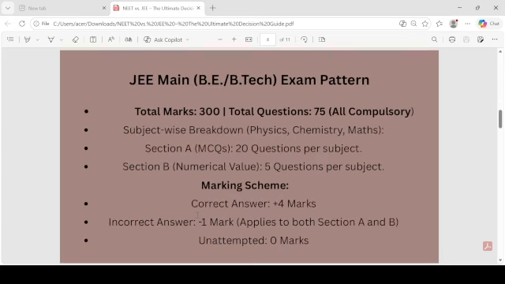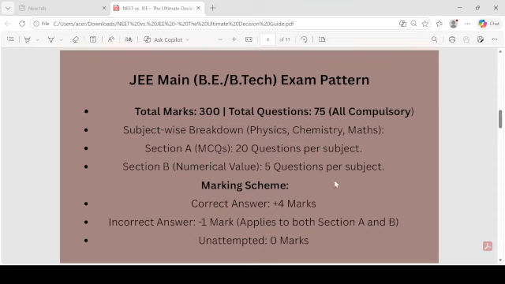Let's understand what JEE is. JEE is for BTech students, like engineering students. In the exam pattern, the question paper is of 300 marks, and the total number of questions is 75. All attempts are compulsory, and this is a CBT, a computer based test. The subjects asked are physics, chemistry and maths. Section A has 20 MCQs per subject, and section B has numerical value questions, 5 per subject.